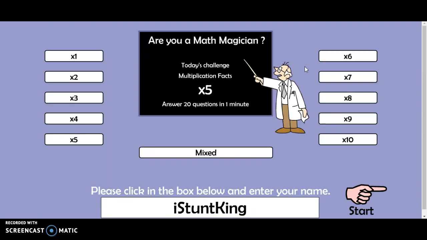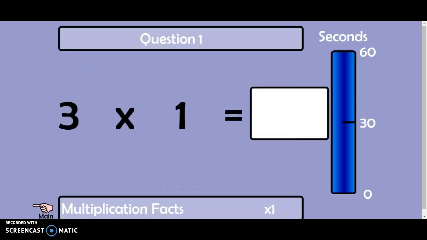So today we're going to be practicing our multiplication facts. I'm going to start off from the times 1 table all the way to the 10. I'm pretty sure that 1 and 2 are pretty easy, but I'm still going to do them if you don't know. Basically, if you do this 1 table, I'm going to have to answer 20 questions in 1 minute.